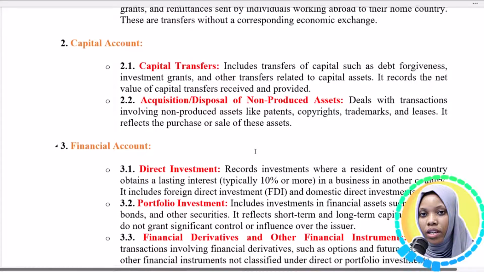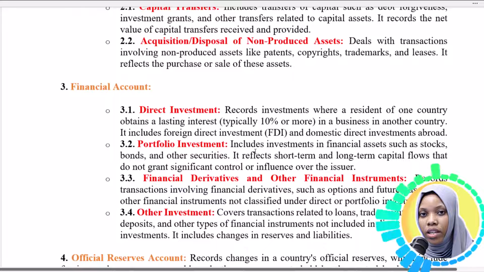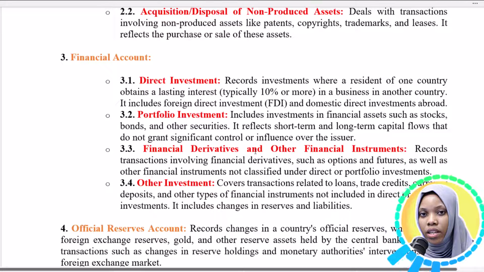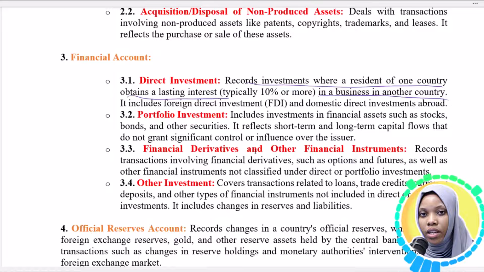And then we have the financial account as the third component of the balance of payment, and it includes direct investments, which records investment where a resident of one country obtains a lasting interest in a business in another country. And then another is portfolio investments, which includes investment in financial assets such as stocks, bonds, and other securities. It reflects short-term and long-term capital flows that do not grant significant control or influence over the issuer.